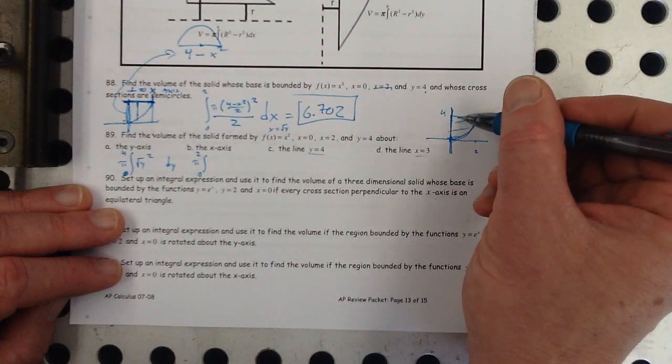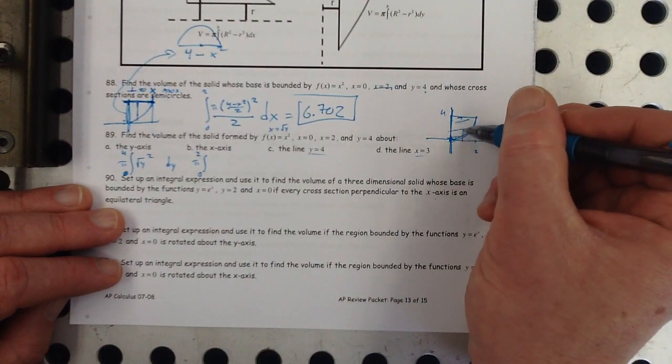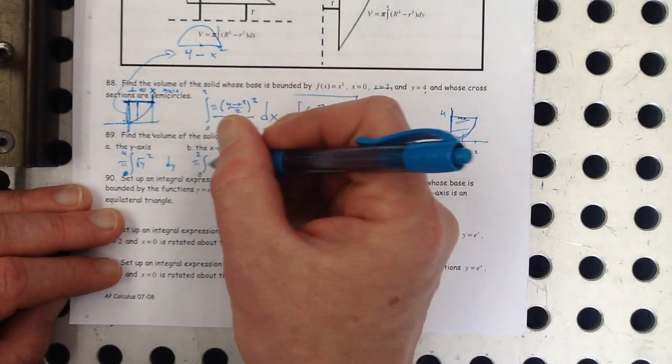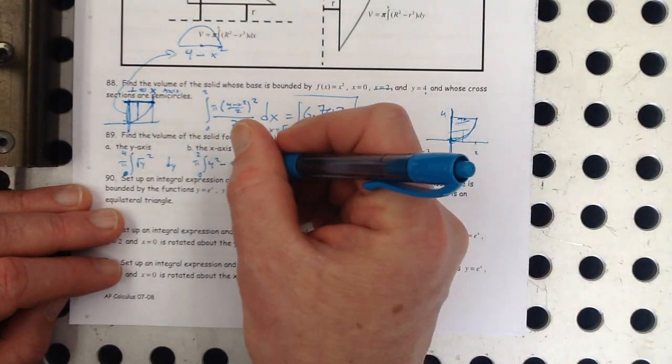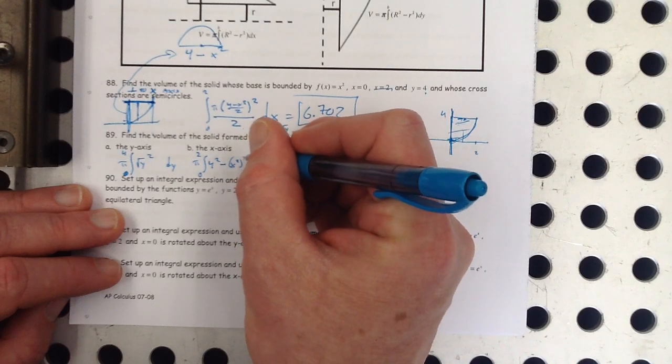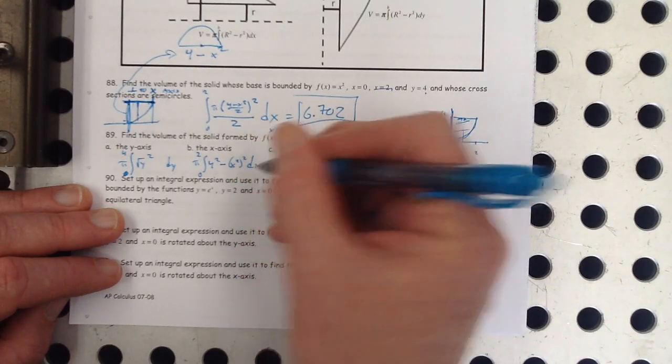And now I have an outside radius. The outside radius is 4 minus the inside radius squared dx.